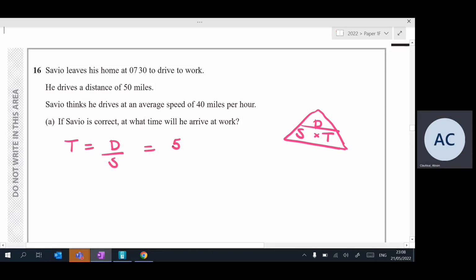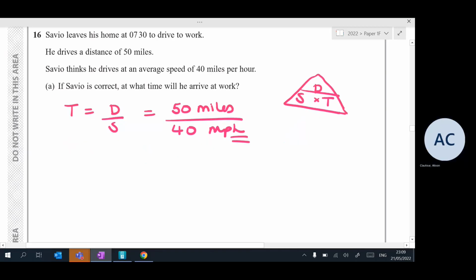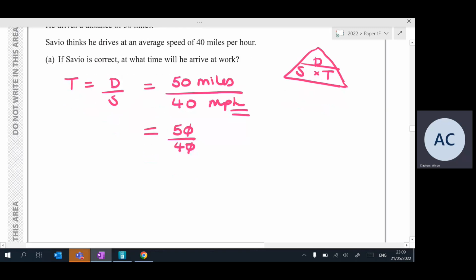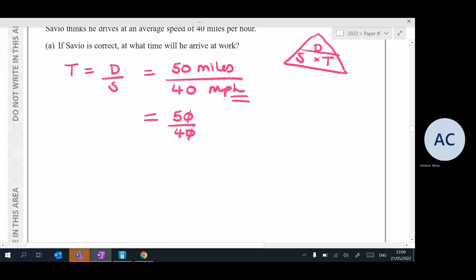So the distance was 50 miles and the speed is 40 miles per hour. So I can see my answer is going to be in hours. Okay, so 50 over 40, I'm going to think of it like a fraction. I'm going to cancel it down by dividing the top and the bottom by 10. Okay, and then 5 quarters is the same as 1 whole and 1 quarter.